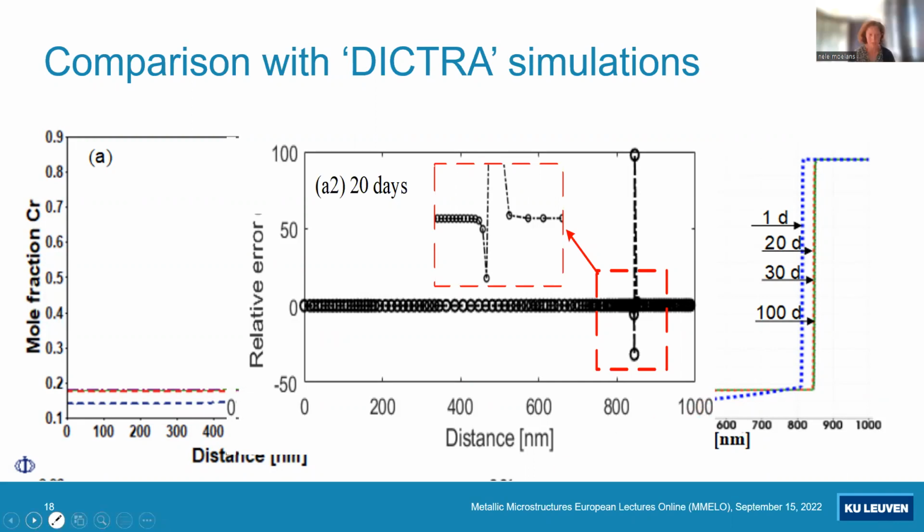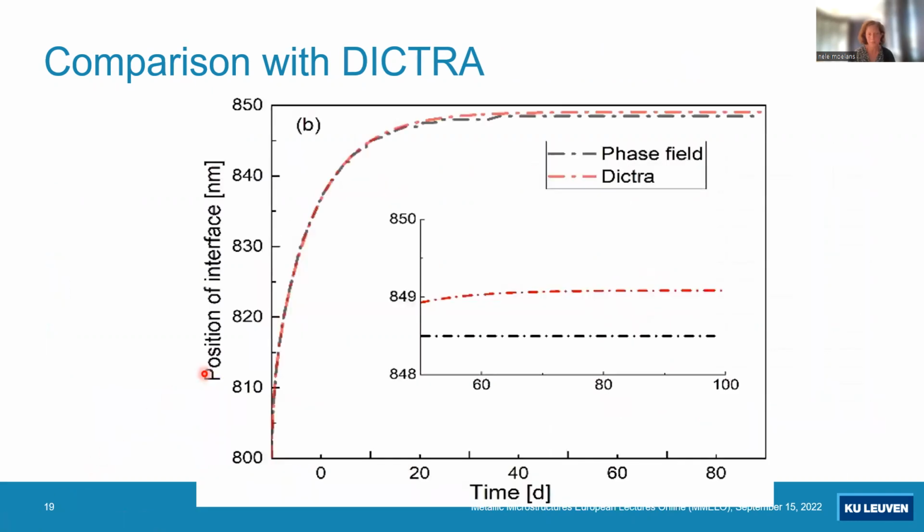a sharp interface. But if you look, for example, at the position of the interface and compare it for both, then you see that it's almost the same. So here we see a deviation, but this is a deviation of less than a grid point in our simulations. So it's almost exactly the same, meaning that we have taken into account all the Calphad information in a very accurate way.